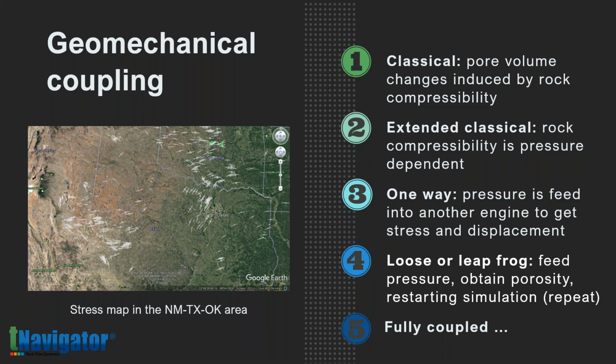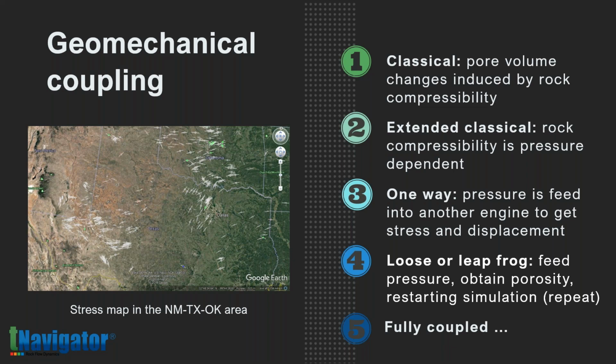in the industry right now, which is when the reservoir simulation feeds pressure to the geomechanical engine, and the geomechanical engine calculates porosity and sends the porosity back to the reservoir simulator. The model is restarted with this new porosity and runs another time step, and then it gets another pressure and goes back to the geomechanical. So it's like going back and forth between two simulators. That requires two simulators and one interface to create that process.